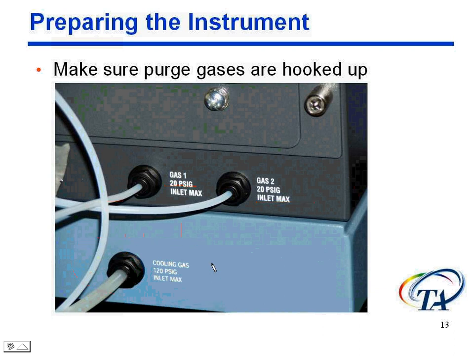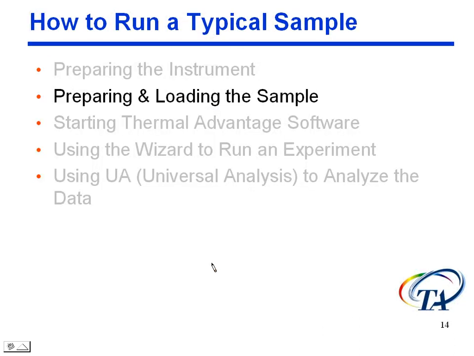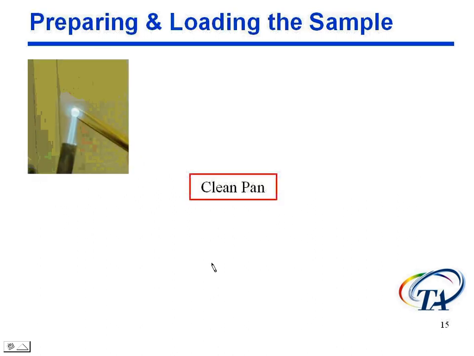Okay? Now let's go through preparing and loading a sample. One of the first things we need to do is pick a sample pan to use and make sure it's clean. We're going to talk about the different sample pans later, but right now I'm going to use a 90 microliter alumina sample pan, or ceramic pan.